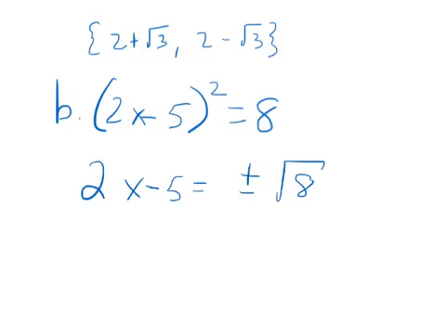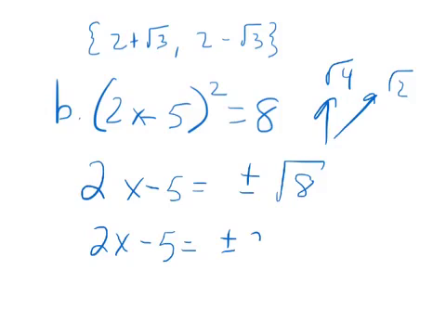Now, at this point in time, you can do two things. You can start moving the 5 over and then divide by the 2. Or you can break up the root 8 first to make it a simpler form. It doesn't really matter as long as the root 8 gets broken up in the end. But remember that root 8 is really root 4 times root 2. So we can break it into 2 root 2. Think of this as root 4 and root 2, plus or minus 2 root 2.